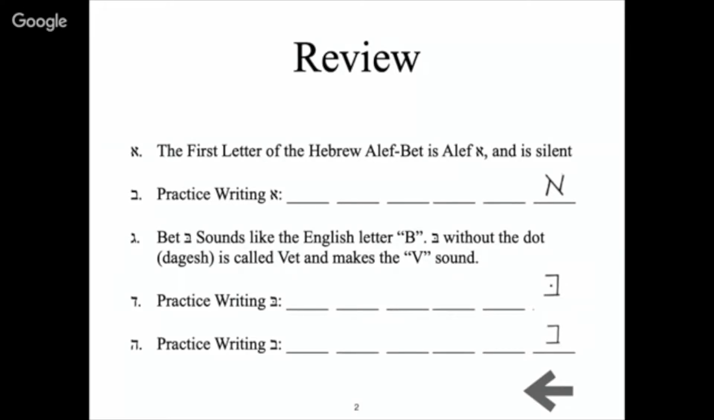We have the Beit. Remember, the Beit has the Dagesh. Do a couple practices on the Beit. If my mouse was a pen, you could see it drawing something, but it's not. And the Vet, of course, is the same thing without the Dagesh. If you want to practice, go ahead and practice that a couple times. You should familiarize yourself with it.